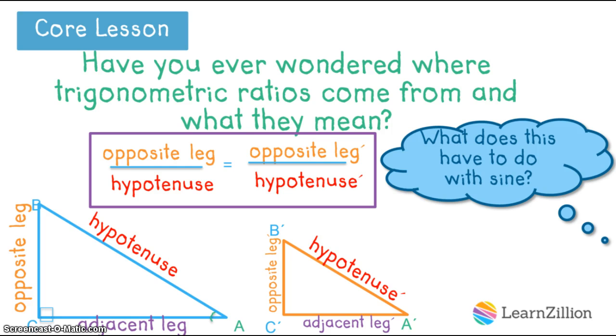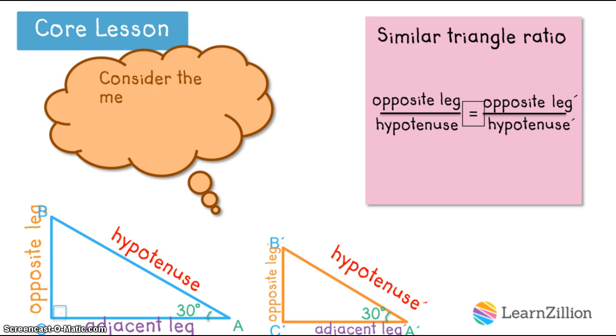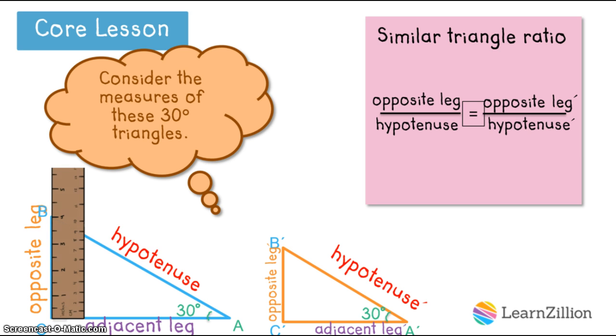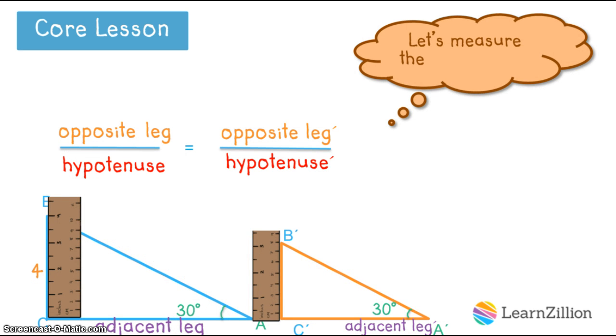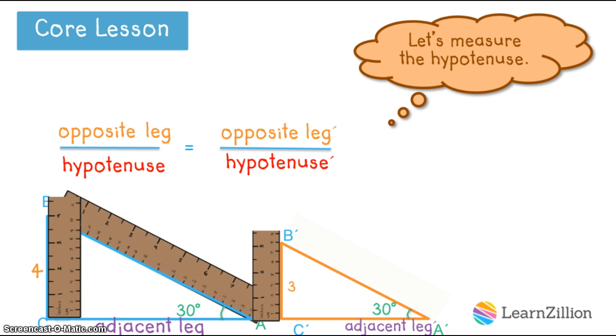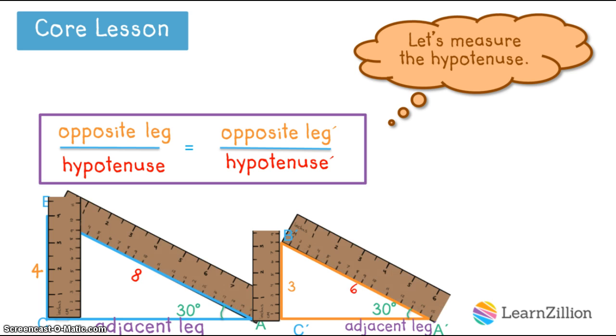But what does this have to do with sine, you ask? To see where sine fits in, let's consider the measures of these 30-degree triangles. First, we'll start by measuring the leg opposite angle A, which is 4, and then measure the leg opposite angle A in the orange triangle, which is 3. Reviewing the similar right triangle ratio we created earlier, we still have more measuring to do. Let's measure the hypotenuse of the blue triangle, which we find to be 8, and the hypotenuse of the orange triangle, which is 6.